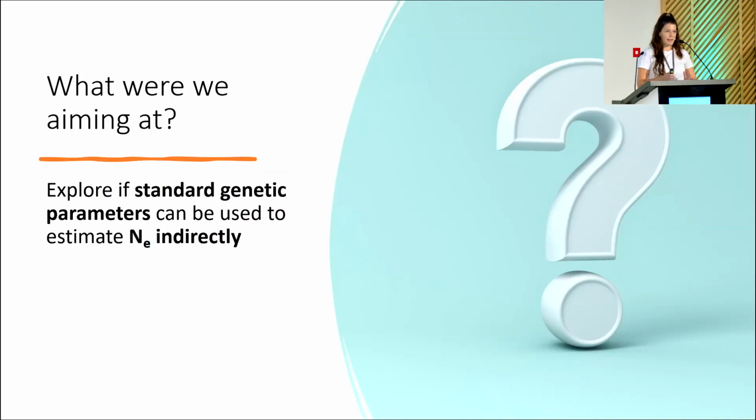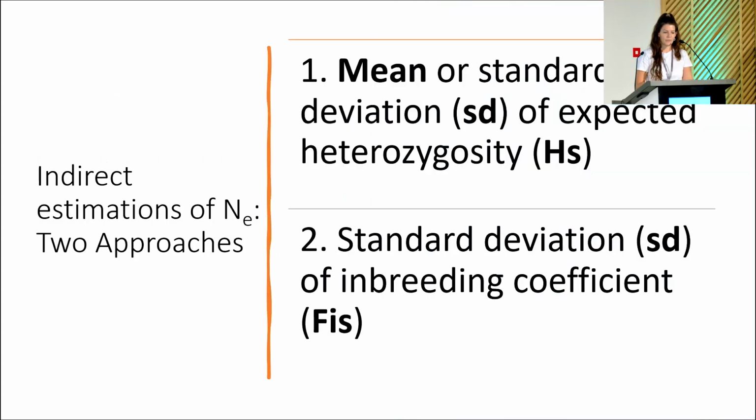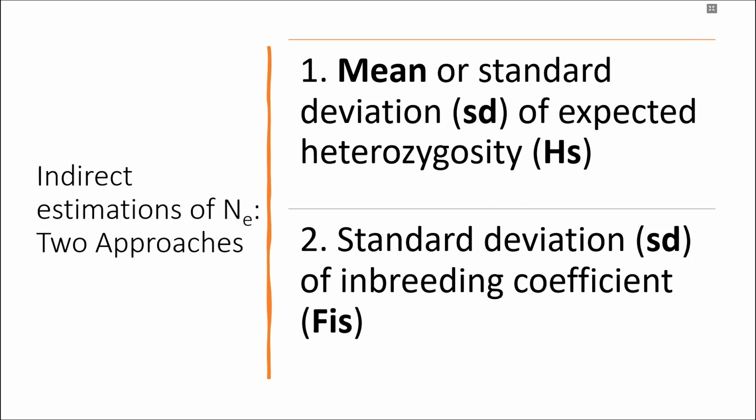Okay, so what we were aiming at with this study. So we wanted to explore if we can estimate indirectly effective population size using some basic genetic parameters. And to do that, we followed two different approaches. One was using the mean or the standard deviation of expected heterozygosity, and the second one was to use the standard deviation of the hybrid coefficient.